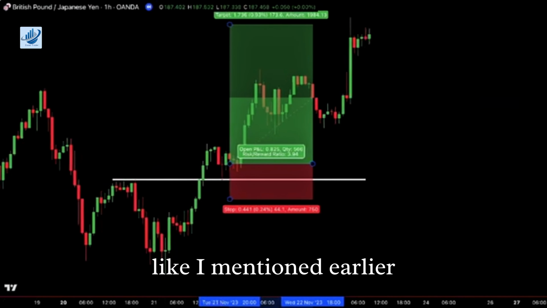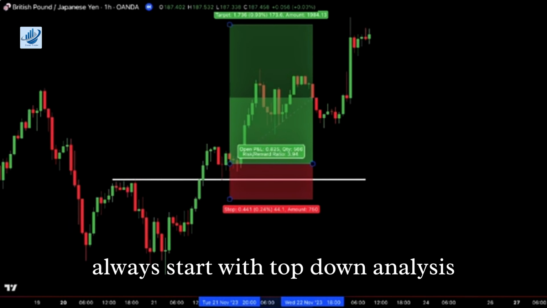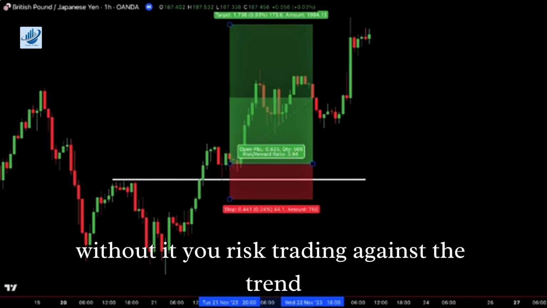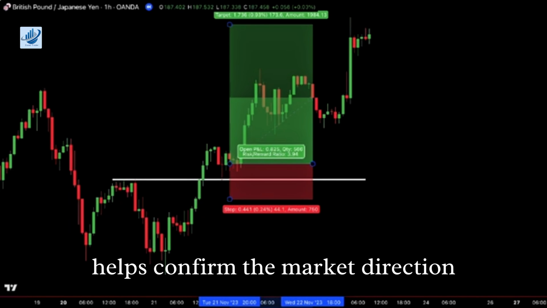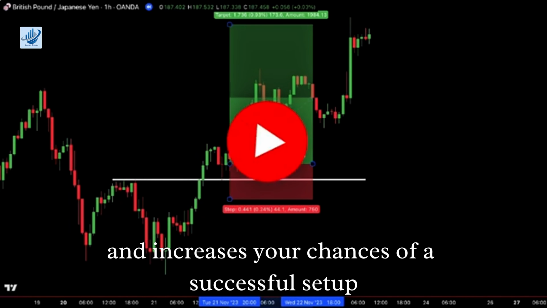Like I mentioned earlier, always start with top-down analysis. Without it, you risk trading against the trend, which can lead to losing trades. Checking the higher time frame helps confirm the market direction and increases your chances of a successful setup.